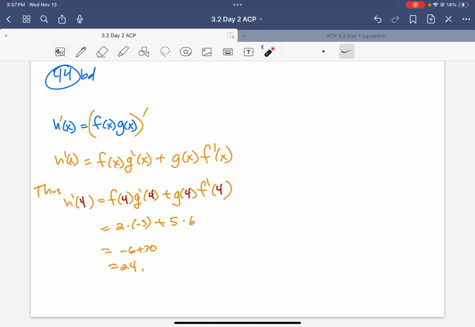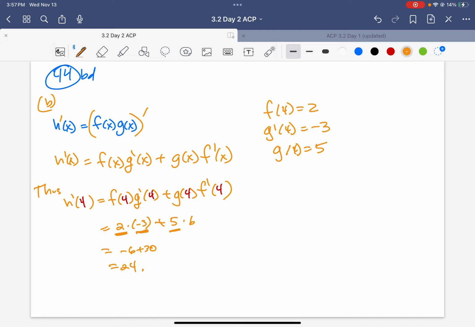40B and D. So first for B, if I take the derivative of a product, it's just first times derivative of second plus second times derivative of first. And then if they want it at 4, I just plug in 4. And then it turns out that they told me that f of 4 was 2, so I can plug it in here. They told me that g prime of 4 was negative 3, so I can plug it in here. They tell me that g of 4 is 5, so I can plug it in here. And they tell me that f prime of 4 is 6, so I can plug it in here, and I'm done.